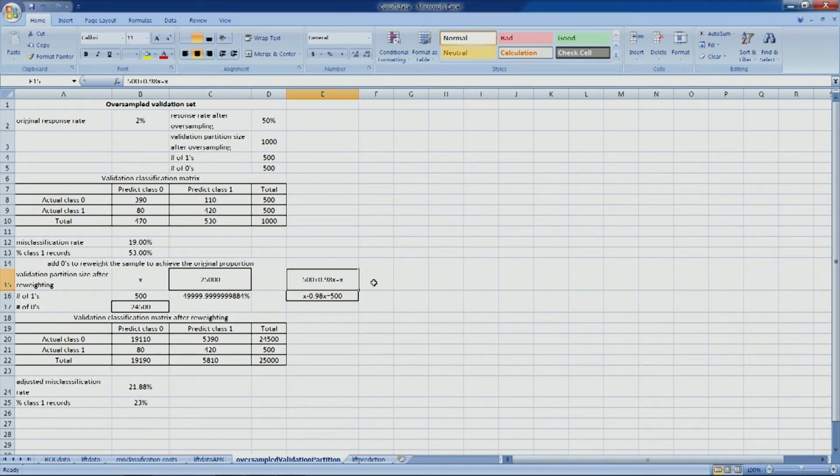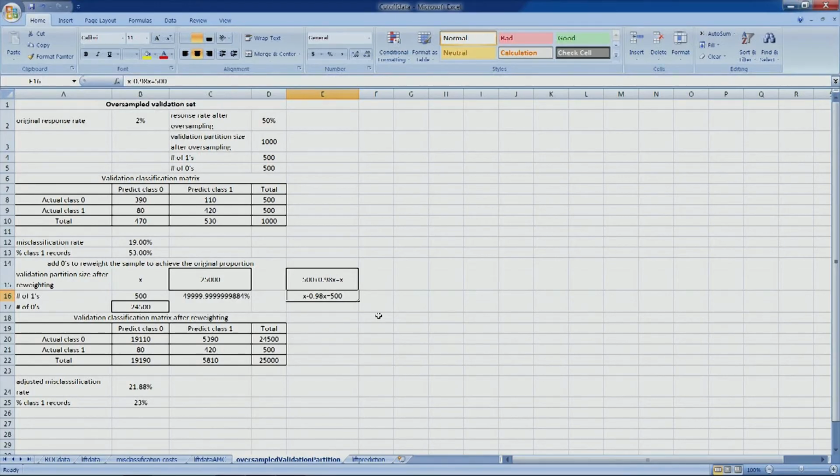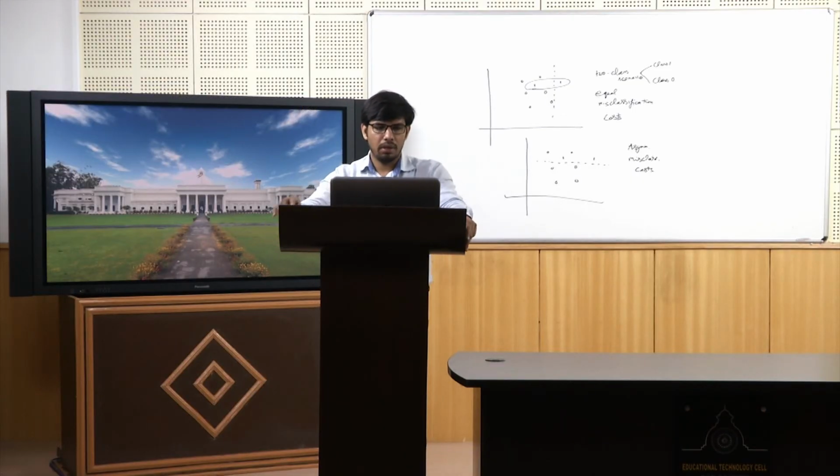So 500 plus 0.98x equal to x. If we solve for the value of x, we'll get the new sample size after doing weight adjustment. The same equation can also be written in this fashion: x minus 0.98x equal to 500. This is suitable for us to be able to use the goal seek function in Excel.